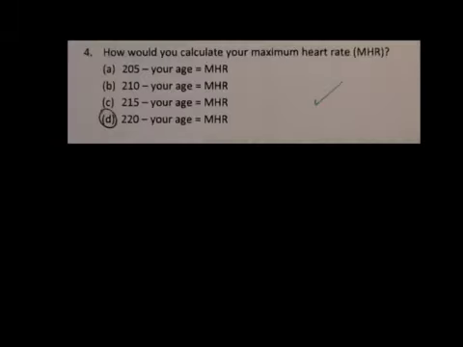Question 4, another one answered well by most people. This one, you've just got to learn it. 220 minus your age, that's how you work out your maximum heart rate. So yours would be about 205, maybe 206.